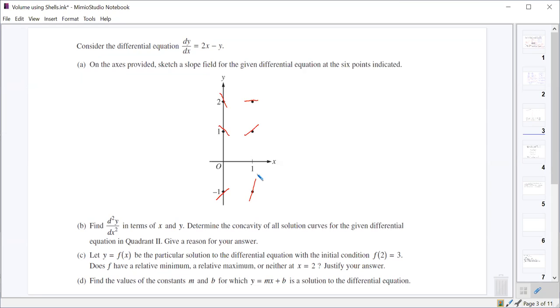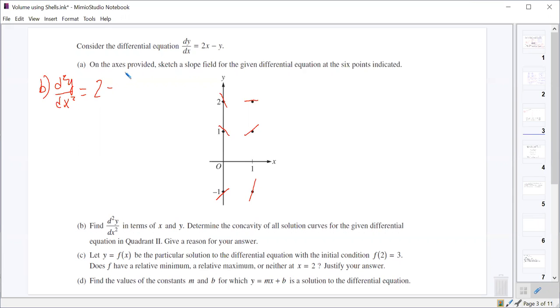Second part of it, finding the second derivative. So how do we find the second derivative if we already have the first derivative? What do we need to do? Take the derivative of it. And we need to do it with respect to x. So the second derivative: what's the derivative of 2x? 2. And the derivative of minus y with respect to x.